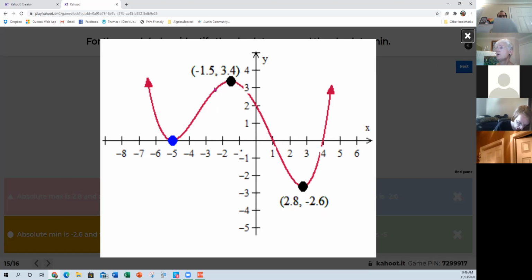Now this 3.4 is a local maximum because in this little hump right here, it is the top. But for the graph in general, these guys keep going infinitely up and up and up. So there is no absolute max at all because the y values are going to infinity.